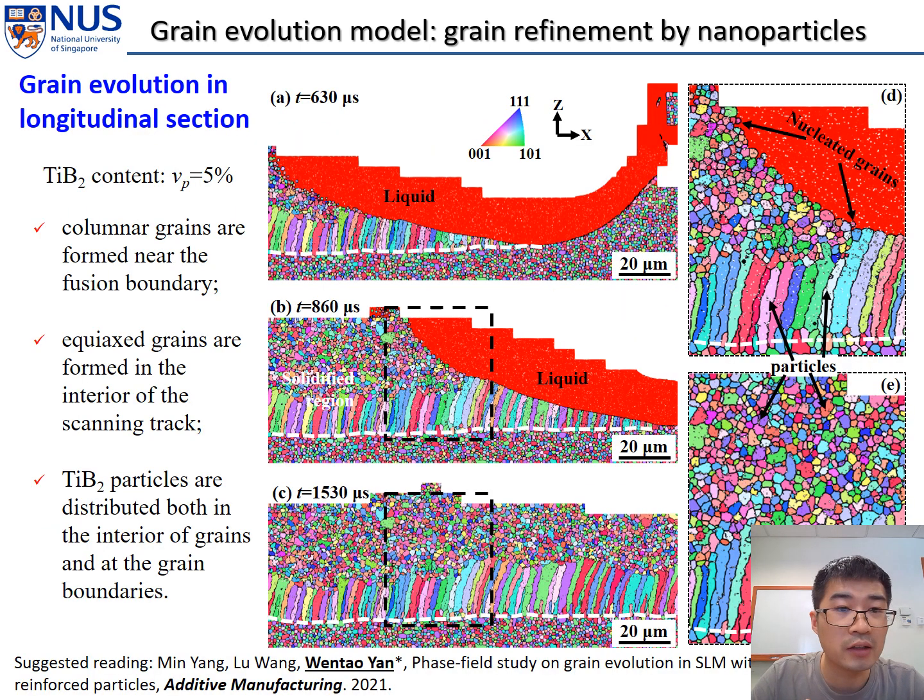Here is the grain evolution in the longitudinal section. You can see the columnar grains are near the fusion boundary, the same, and equiaxed grains are in the interior of the track, which confirms the observation in the transverse section. And also, the particles are distributed both inside the grains and also in the grain boundaries.